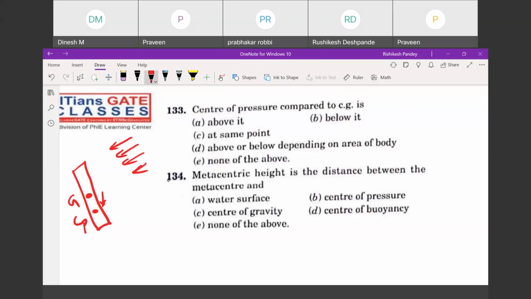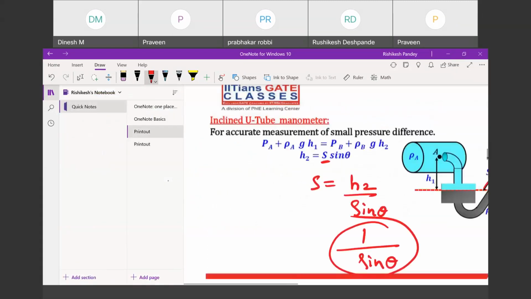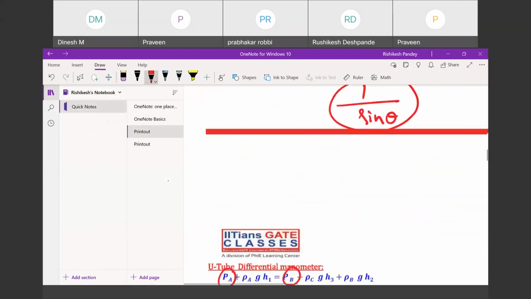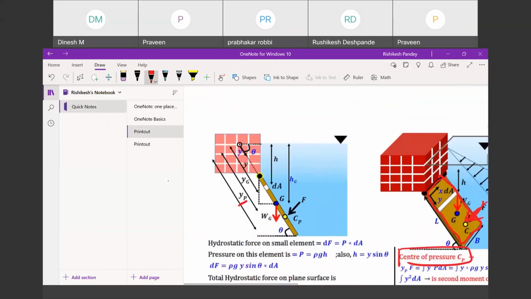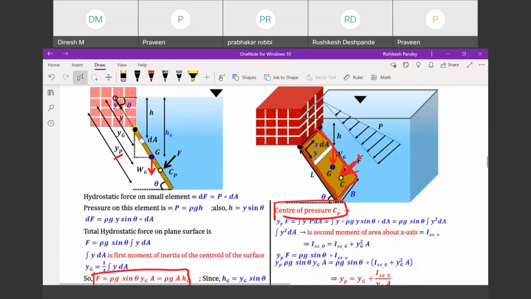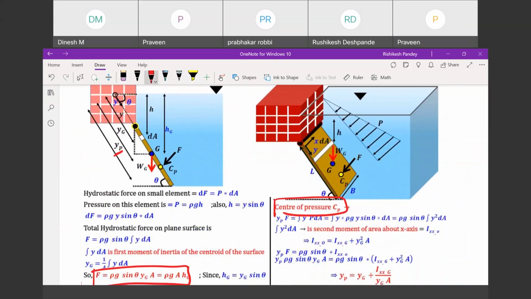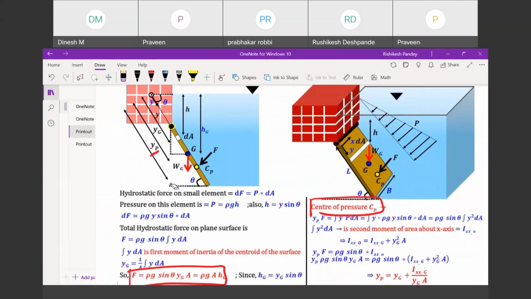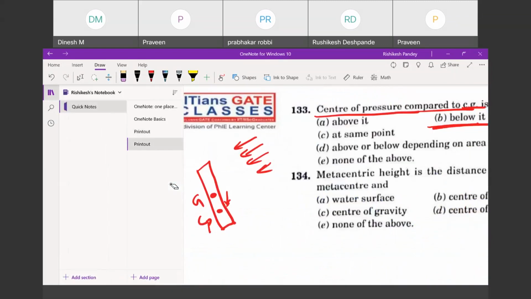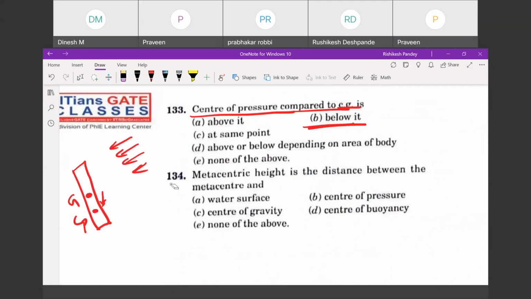I have already explained this in the last class. Okay. So center of pressure will always lie below center of gravity. This is your center of gravity. This is your center of pressure. Always lie below. Okay. 134.